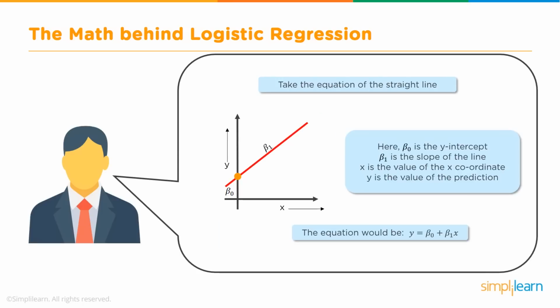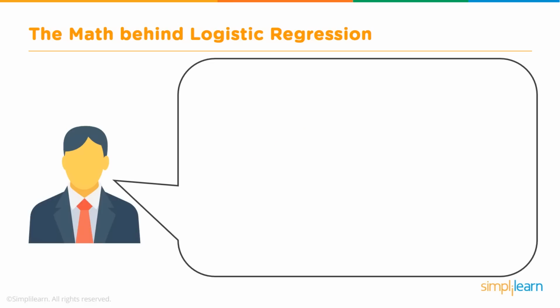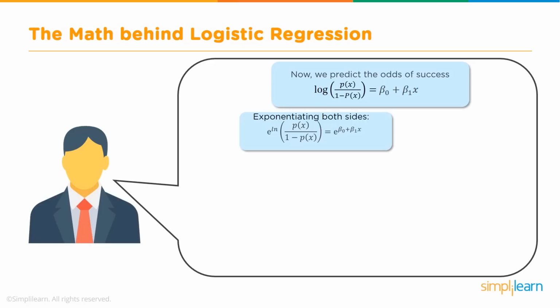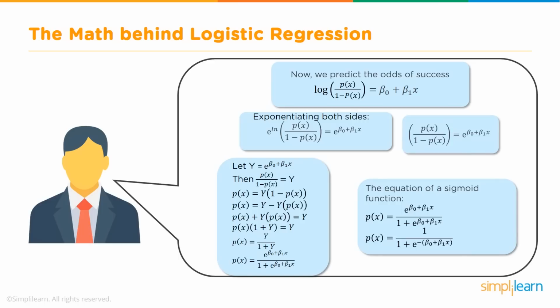So y is equal to beta 0 plus beta 1x, where beta 0 is the y-intercept and beta 1 is the slope of the line. If we take the odds equation and take a log of both sides, then this would look somewhat like this. And the term logistic is actually derived from the fact that we are doing this. We take a log of p(x) by 1 minus p(x). This is an extension of the calculation of odds that we have seen, right? And that is equal to beta 0 plus beta 1x, which is the equation of the straight line.